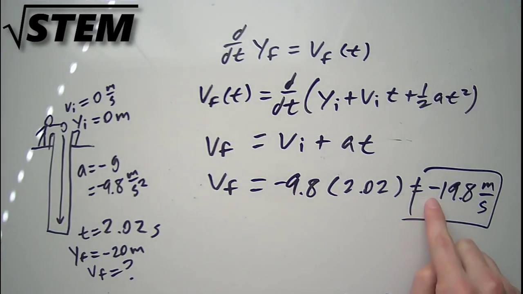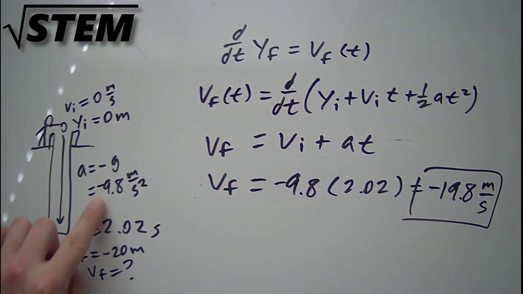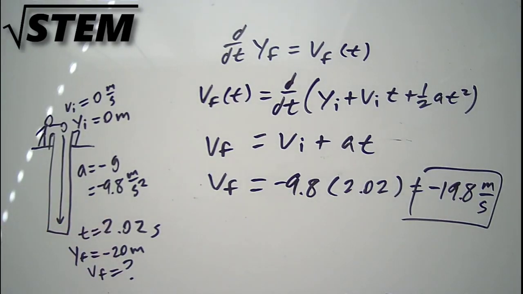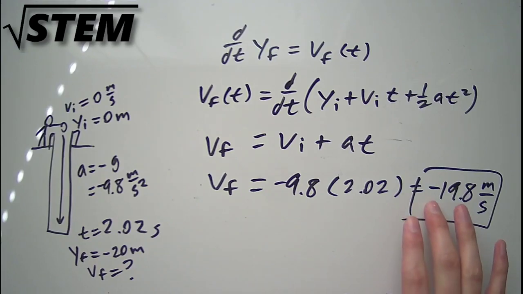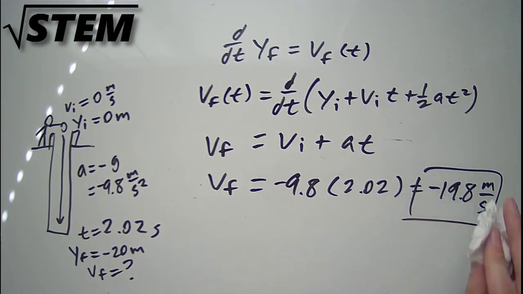And remember, that's negative just because we've been calling the down direction negative ever since we decided acceleration was negative and we would have a negative position underground. So it makes perfect sense that we would have a negative velocity as well.